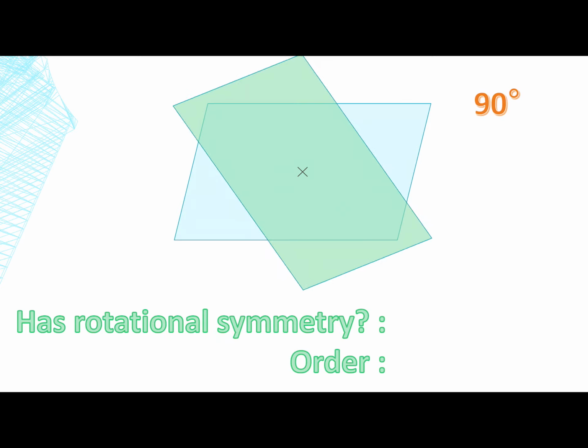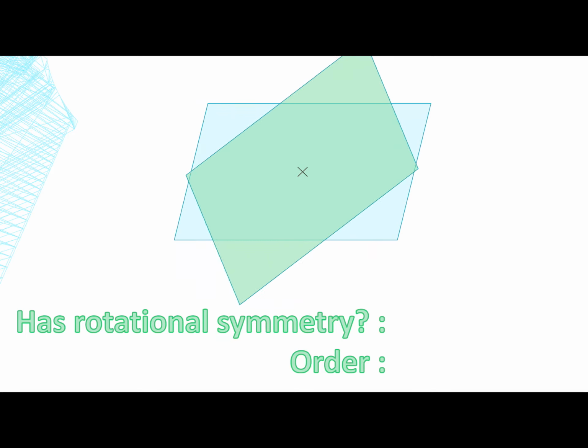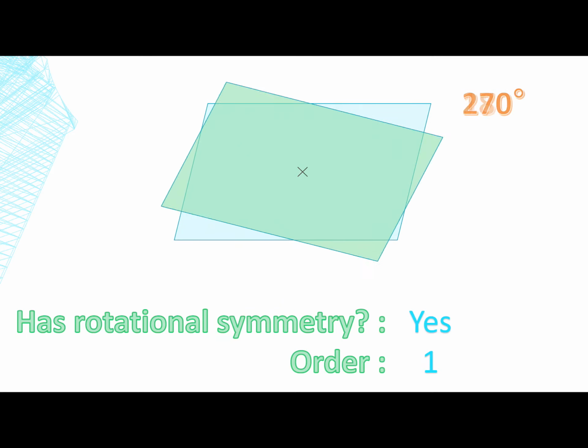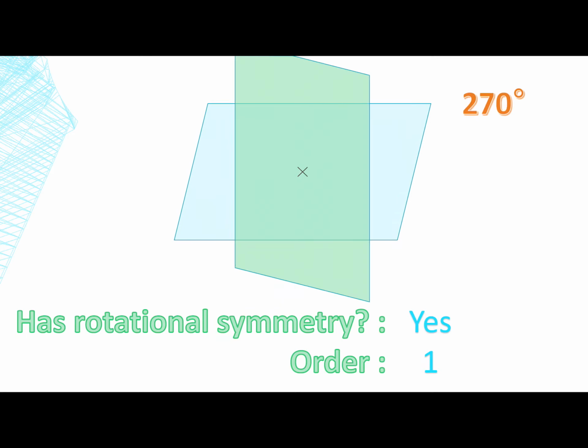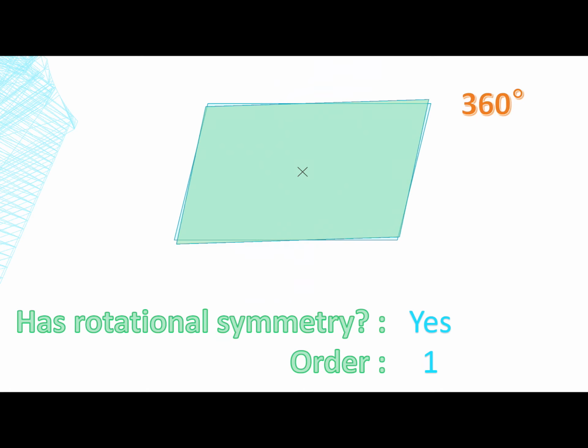Now here is a parallelogram. We keep rotating it, 90 degrees, half cycle, again, and we complete a complete cycle, which is one turn, then it's repeated for 2 times. So we say the order is 2 also.